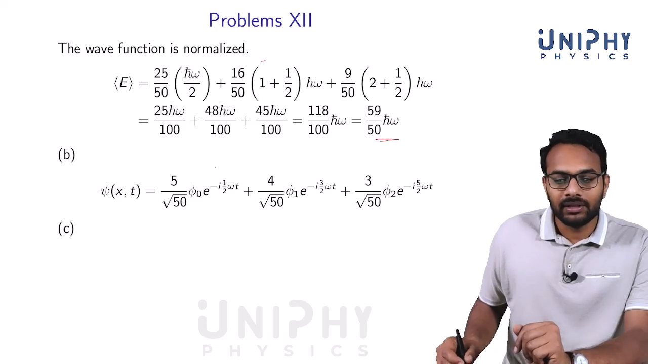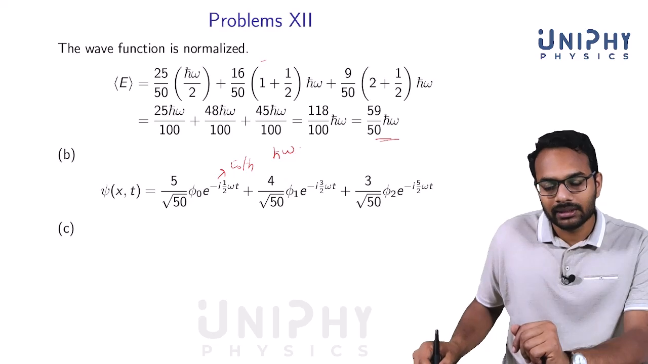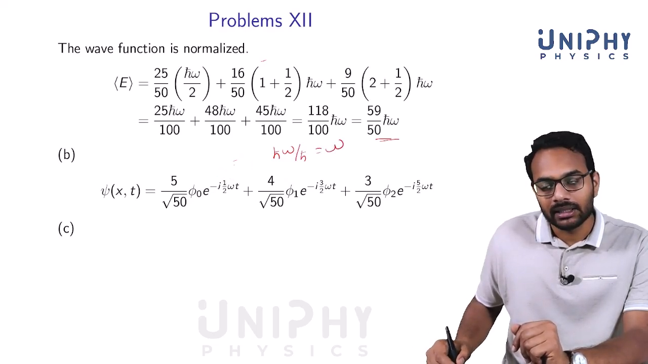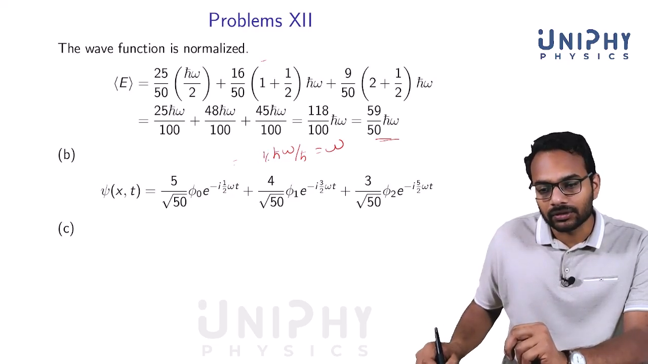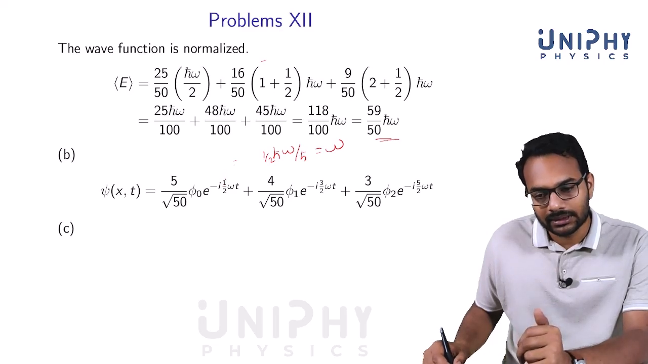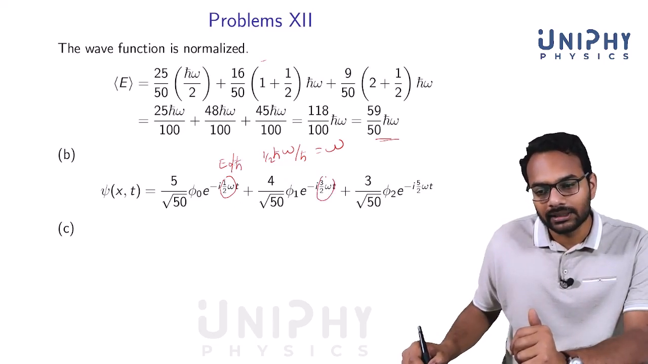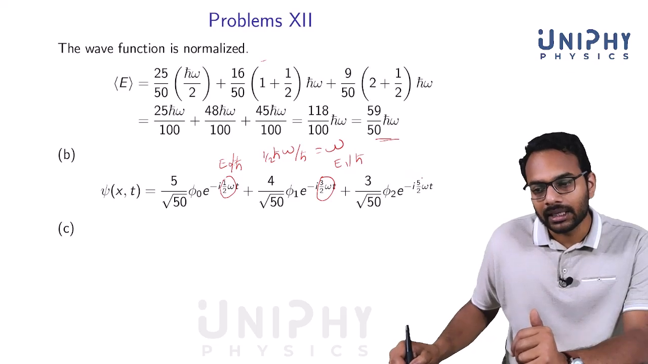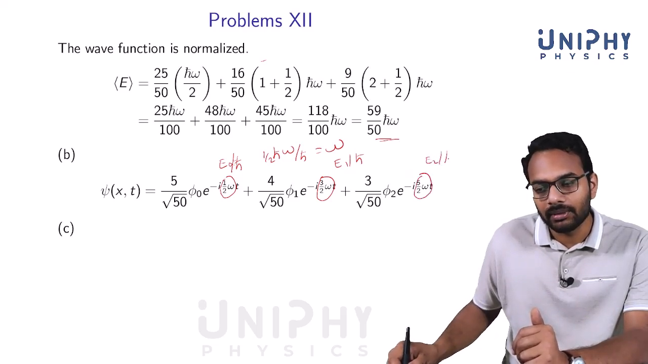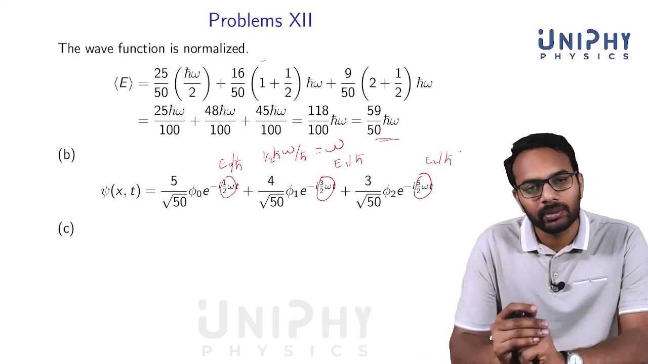That's what we have here. This is actually E0 divided by h cross. E0 is h cross omega, so h cross omega by h cross is simply omega. Sorry, it's half h cross omega, so that's why we have e raised to minus i half omega t. This together is actually E0 divided by h cross. Similarly, what we have here is E1 divided by h cross, and this is E2 divided by h cross, because E2 is 5 by 2 h cross omega, so divided by h cross is 5 by 2 omega.